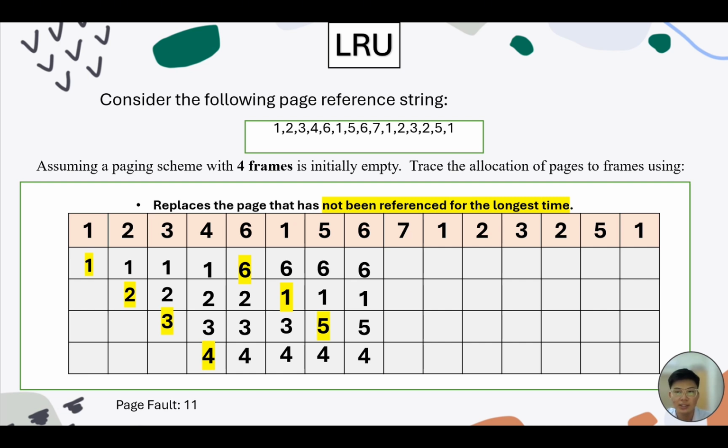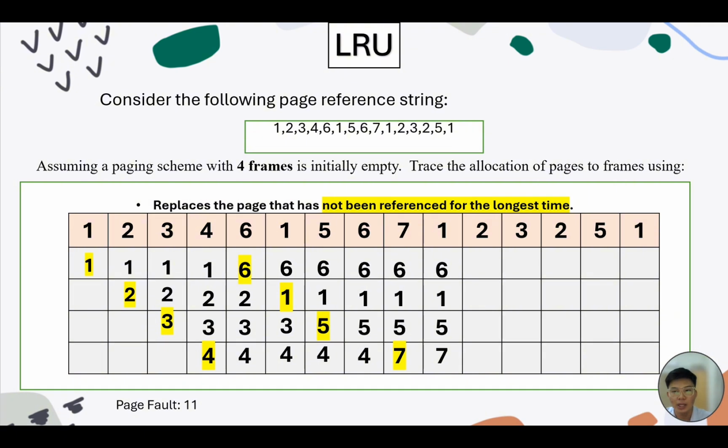The new page 7 is requested. So we need to find the oldest page. 6 is the newest, then 5 is second newest, and 1 is third newest. 6 we have used already here. So 4 will be the least recently used. We change 4 to 7, like this: 6, 1, 5, 7. Next, page 1 is requested, but 1 is already in the frames, so we don't need to change anything. 6, 1, 5, 7.